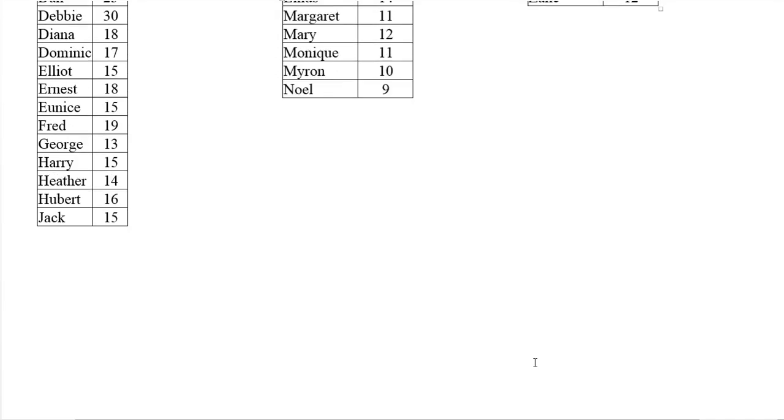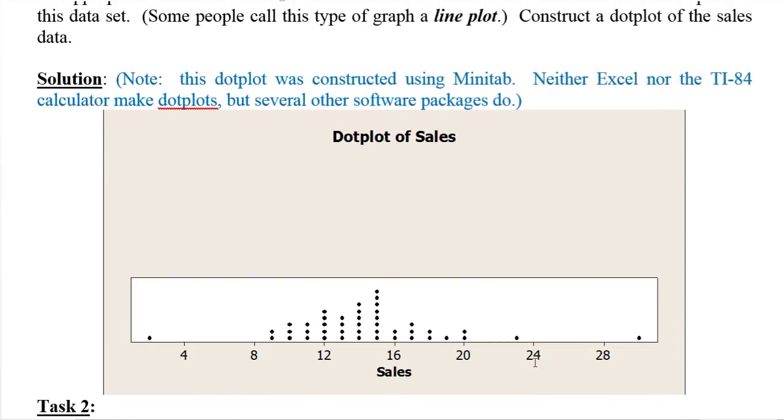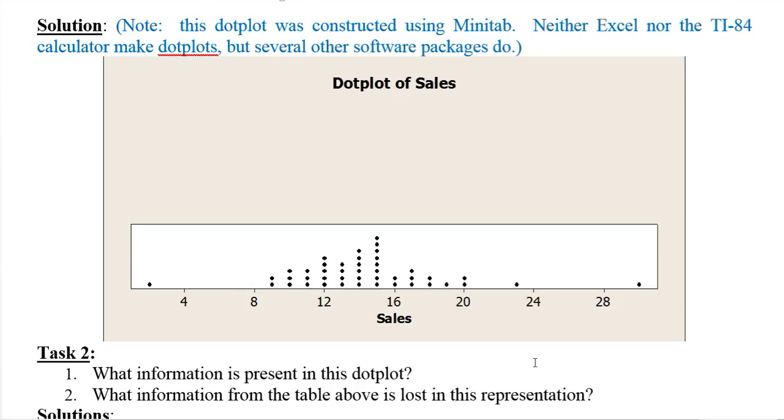Okay, now that you have this dot plot done, it should look like this. So the question is, what information is present in this dot plot, and what information that we had in the table is now lost? Well, the dot plot has every single data value there, so we know exactly how many boxes each student sold. What we have lost, however, is which number of sales go with which students. So we don't know, for example, that the one selling only 2 boxes down here is Ashley. And we don't know which one sold which amount.